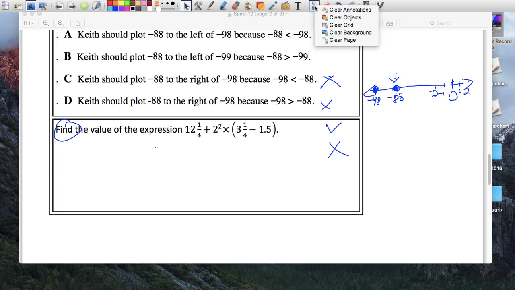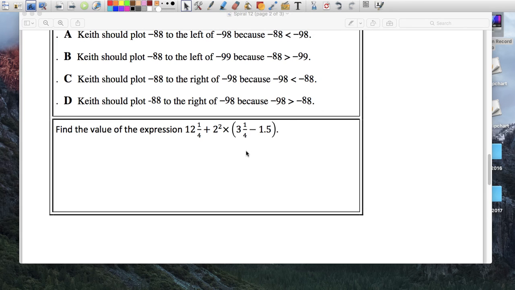And we have one more. So now here, 12 and 1/4, 2 to the second power times 3 and 1/4 minus 1.5. Again, this is a topic that's coming up for everyone, but let's do parentheses first. Exponents, multiplication or division, whichever comes first from left to right. And then finally, you'll do any addition or subtraction, whichever comes first from left to right. So let's take care of things here.